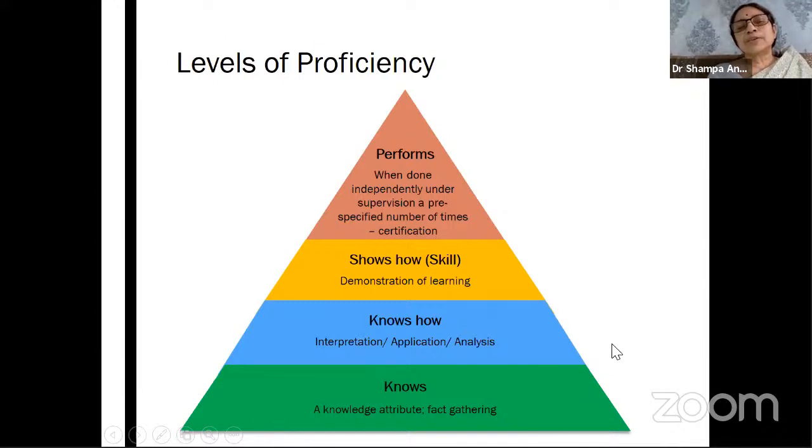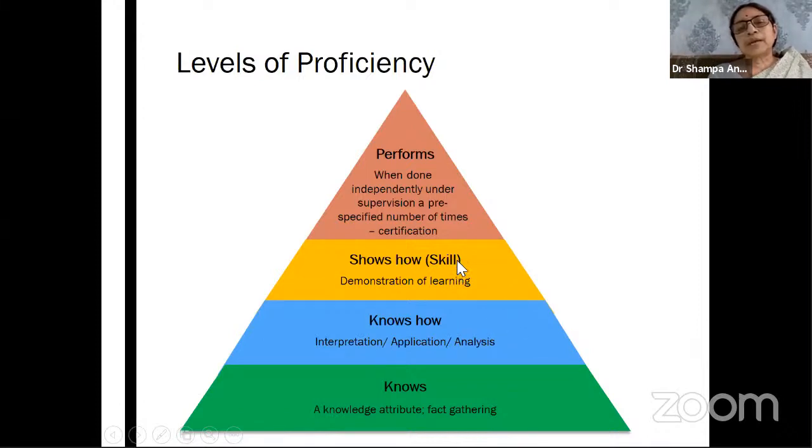So these are the levels of proficiency or competency that have been laid down by the medical council. The bottom line is the knowledge domain, which is the "knows", which Dr. Reba has already told. So it is the knowledge attribute. Here only the student will be able to enumerate or enlist, just the basic knowledge in the cognitive domain. Then climbing up, we have the "know-how", where the medical student should be able to interpret or apply, analyze or discuss. So it is a higher level of knowledge.